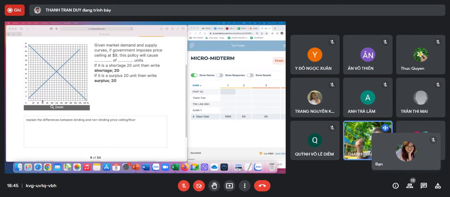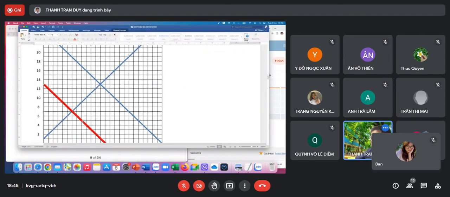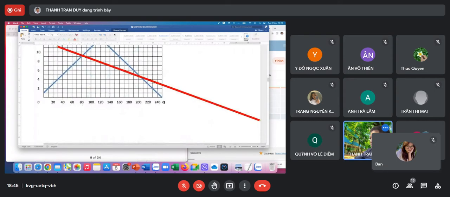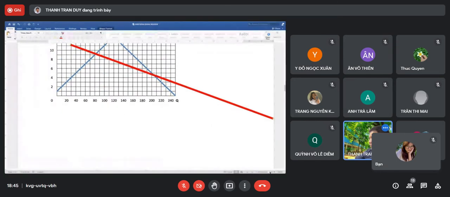In this case, in Vietnamese, giá trần có hiệu lực, right? Giá sàn có hiệu lực. But what does it really mean by binding and non-binding? Very simple. If the government imposes a ceiling, let's take this one. Let's take this example.